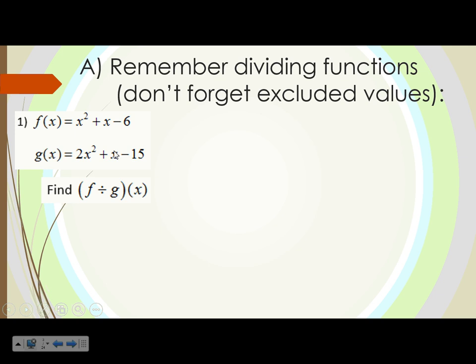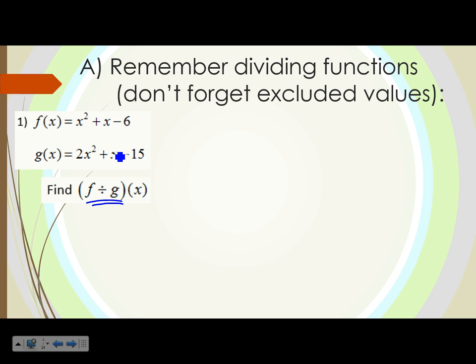So this is going to be a review of dividing functions. Don't forget your excluded values. So we already did this before. So really, if you can do this, that's most of what we're going to be working on today. So we have x squared plus x minus 6 is f of x. Then we have g of x is 2x squared plus x minus 15. And we are going to divide them.